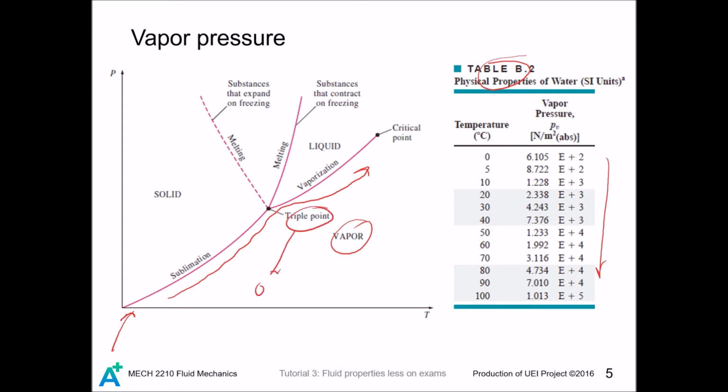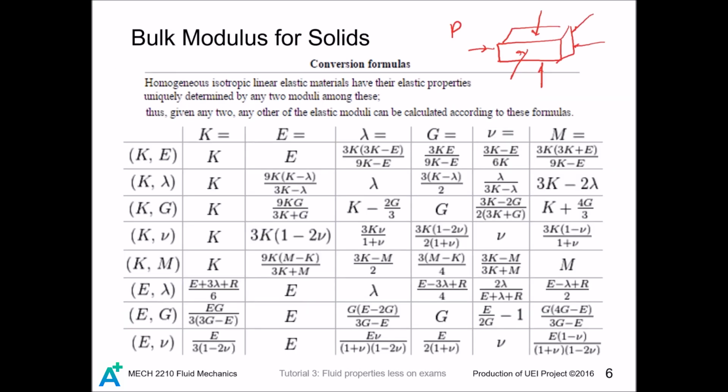Also, since the triple point of water is 0 degrees Celsius, 600 something Pascal, we have this value at 0 degrees Celsius. Also, as you all know, the boiling point of water is 100 degrees Celsius at 1 atmospheric pressure. So, of course, at 100 degrees Celsius, we have the vapor pressure equal to 1 atm. So we answer the previous question. Why can we say that the liquid can be assumed as incompressible?